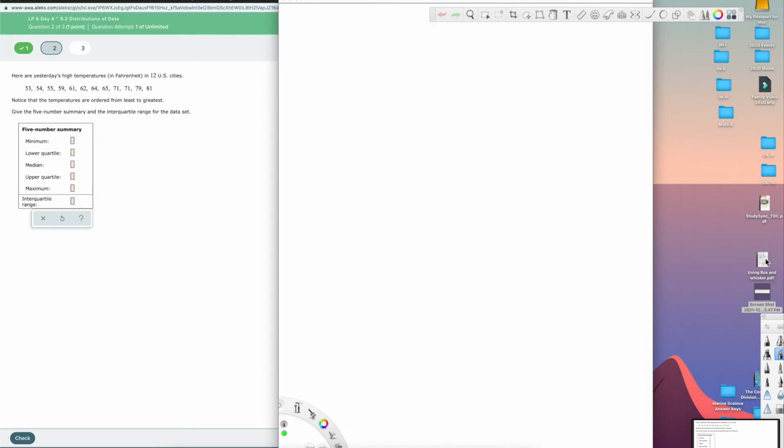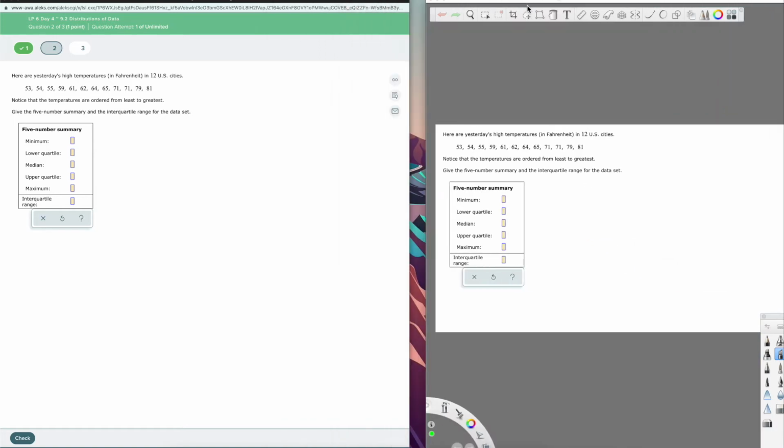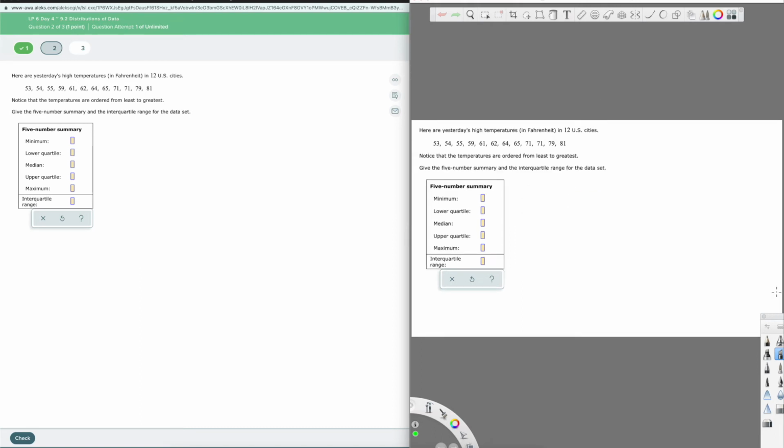It's 6 very simple numbers that we're going to grab from this list. And what it does is it divides the list into 4 equal pieces. And that's literally our goal here. So we can see we have a minimum, lower quartile, median, upper quartile, maximum, and interquartile range. So what do these mean?